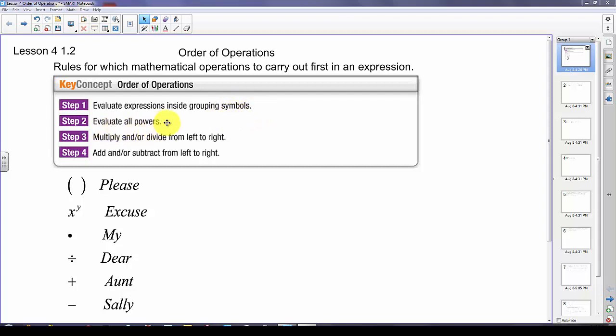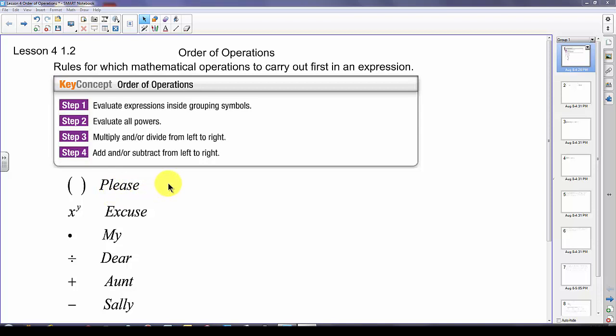Next, you want to deal with all your powers, followed by multiplying and dividing, and we do that however we see it from left to right, followed by any additions or subtractions, once again as we see them from left to right.